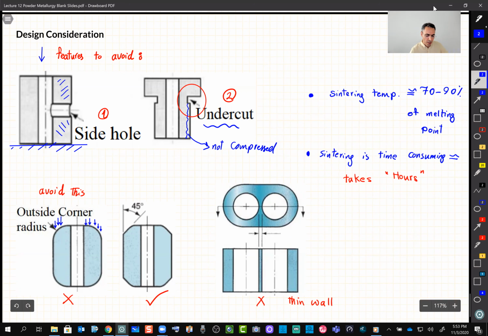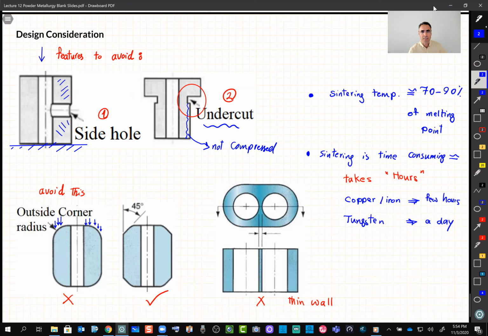For, let's say, some material such as copper or iron, it takes a few hours. For some materials such as tungsten, you can think of a day or two. So it's a time-consuming process because you don't want to increase the temperature because everything is going to melt down. All right, that's all you need to know about the powder process.